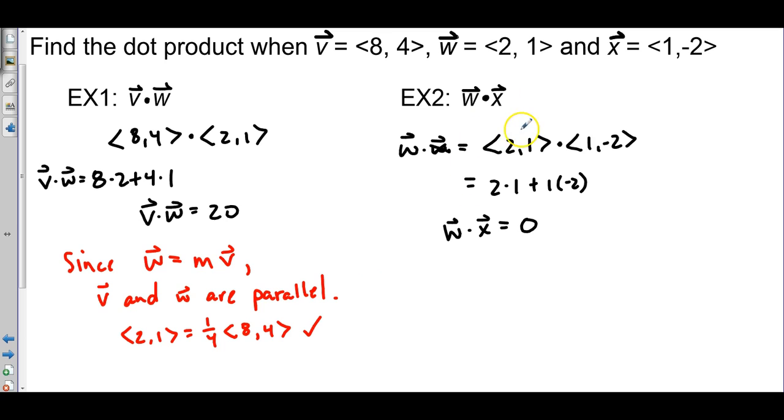So if we look over at example 2, we can see these two vectors. There's no number that I can multiply this particular vector w by in order to get x. And so therefore these are not parallel vectors. There is no scalar that exists where I can create one vector out of another essentially.